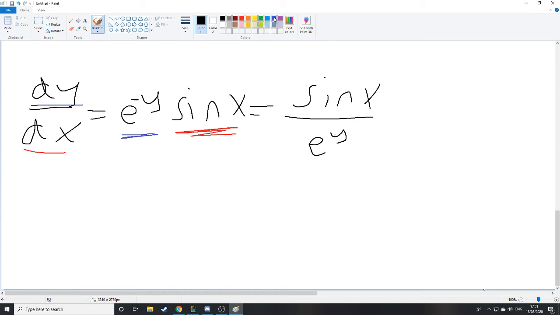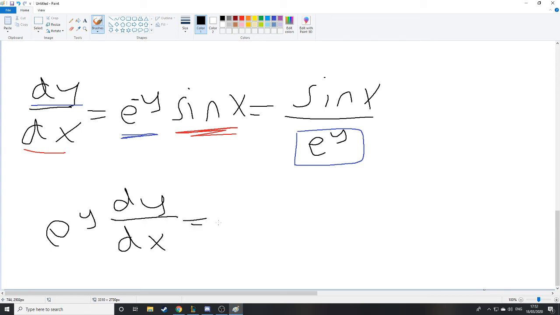So now if you want to pair up this and the dy, you can probably see that you can just times both sides by e to the y. So that's what we're going to do. So we're going to have e to the y dy by dx equals sine x. Okay. Need to make some more space. We'll move to the side.